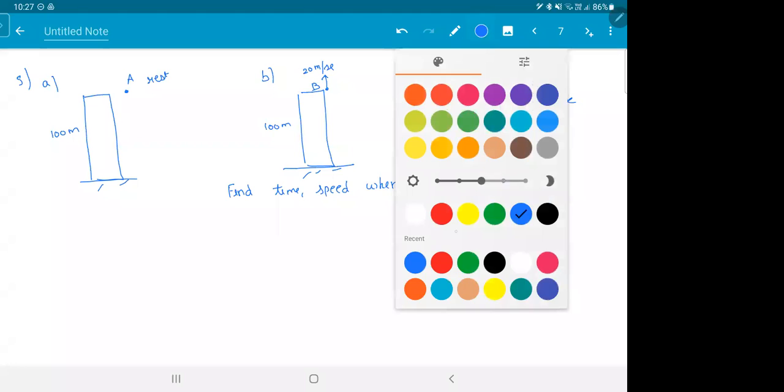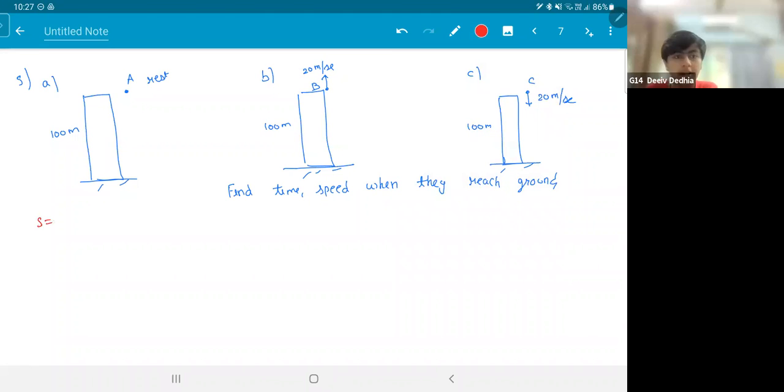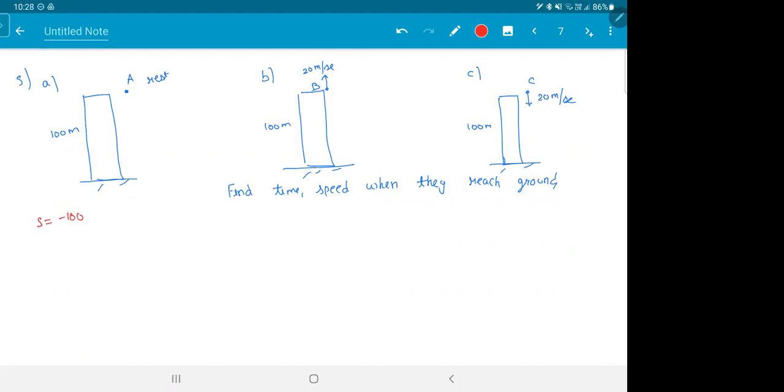Let me help you a little. What's the displacement in the first one? Minus 100. Sorry, minus 100. Sign is important. If you miss the sign, the whole question will go wrong. Why minus? It is going down.